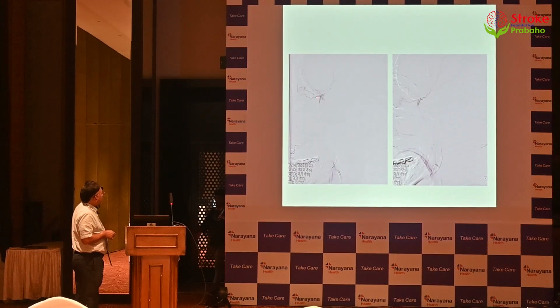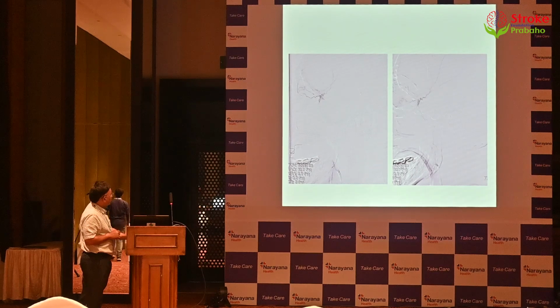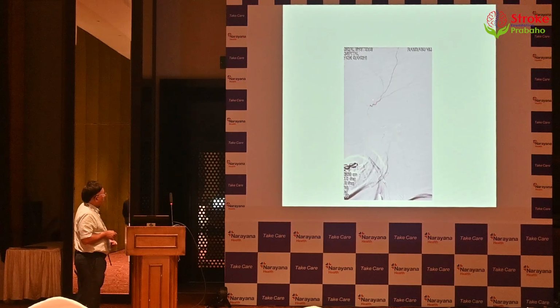So we cannot do embolization from here. There's a falcine artery which may have collaterals to the ophthalmic artery. So we have to place our microcatheter distally. So this microcatheter was placed distally, so no more falcine artery is filling now.